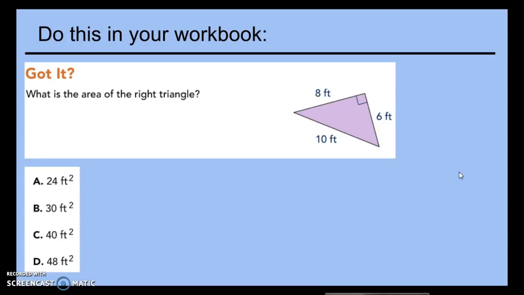What is the area of the right triangle? You're going to work this one out by yourself. Again, you want to make it a right triangle, so you need to flip it over, figure out what your length and width, your base and height are, and multiply that times 1/2. See if you can figure it out on your own. Then I'll pull up the answer. Figure it out by yourself first.